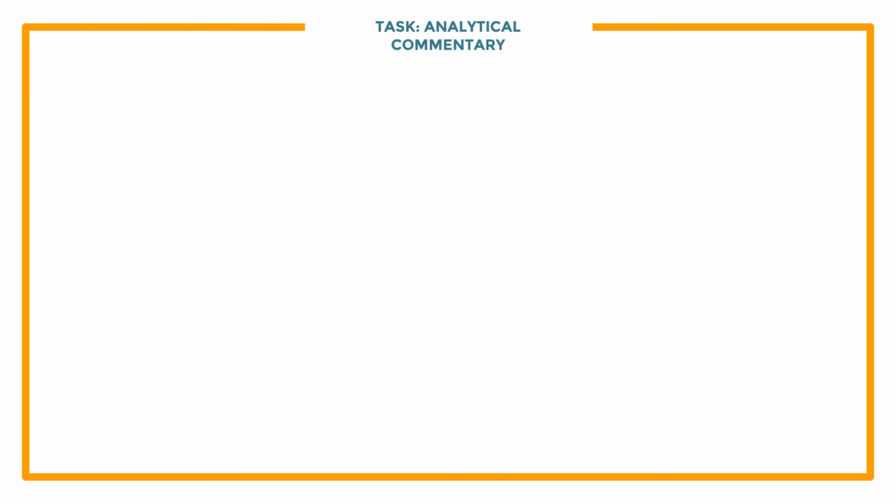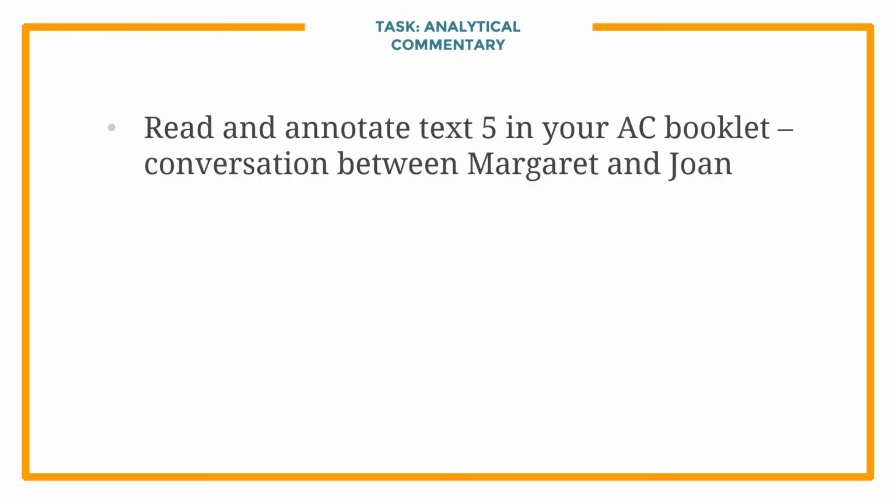So we're going to look at a text that from memory we looked at last year, and it's the conversation between Margaret and Joan about their dogs. It's in your AC booklet, it's text 5. It's also on Compass as a learning task. There's a copy of the text there, so if you didn't bring your AC booklet home, it's fine, don't stress. And I'll put it on Teams as well.